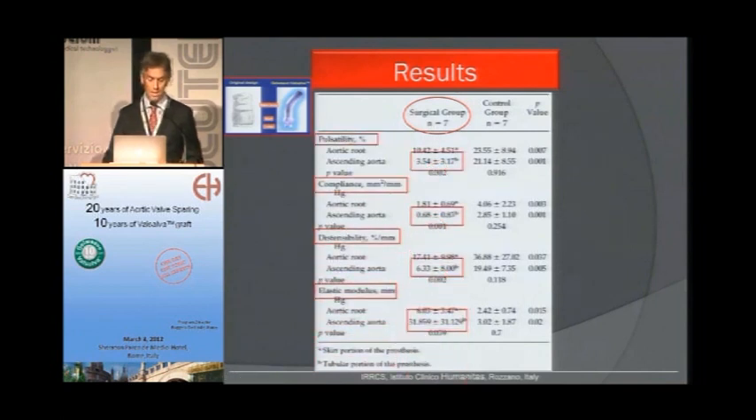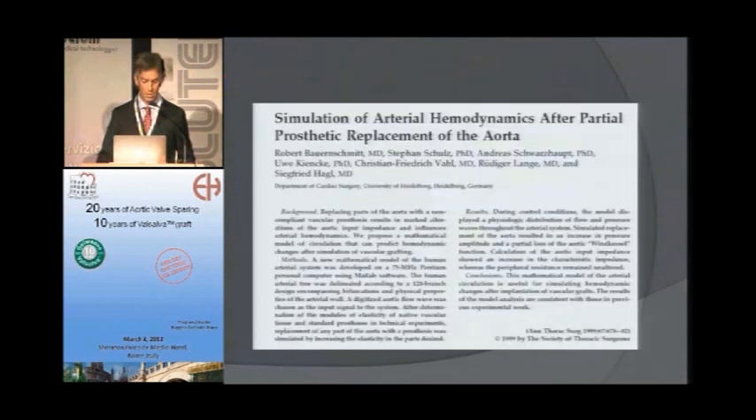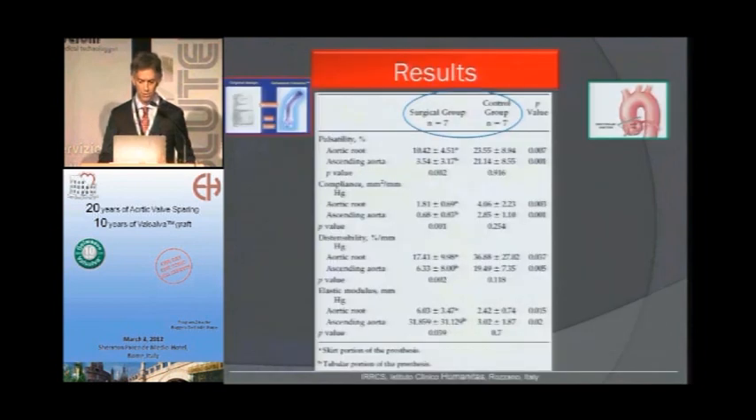Whereas the elastic modulus changed very little in the tubular portion of the graft, we already knew this from the study of Bauernschmidt, which showed that the tubular part of the graft has at least a partial loss of the Windkessel function, so we already know this data from the literature.